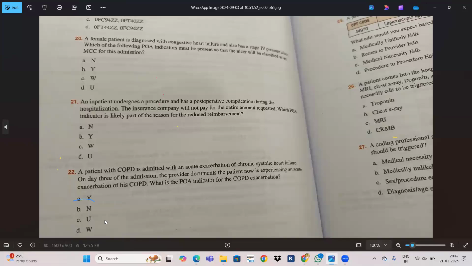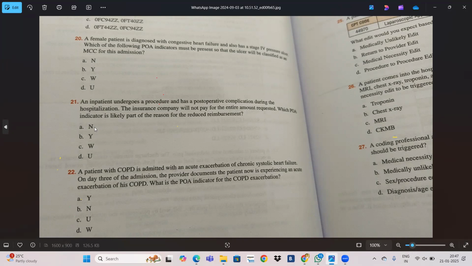Sir, the indicator for 22 is Y. Sir, I have a question on 21. Some people have doubt on 21. Tell me. Yes sir, I know it is Y, but actually no, it was N. Why do you need to give N?